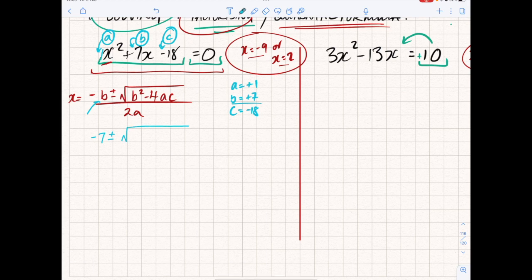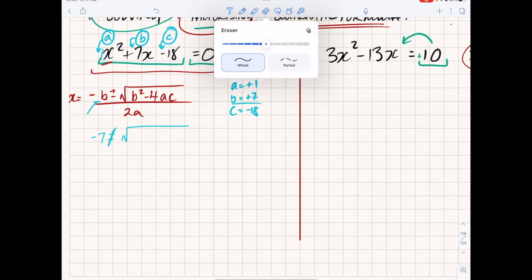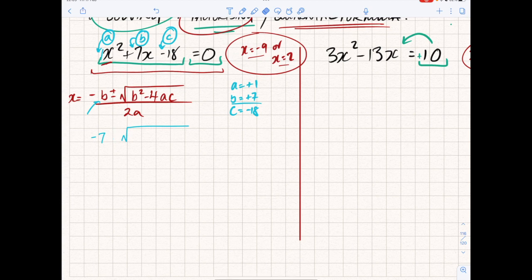plus or minus the square root. Now, what I'm actually going to do is I'm going to do the positive value first, okay? So instead of putting plus or minus, I'm going to just put plus. B is 7, so it's 7 squared. -4, always -4. And remember that 4ac means 4 times a, which is 1, times c, which is -18, all divided by 2 times 1, because a is 1.